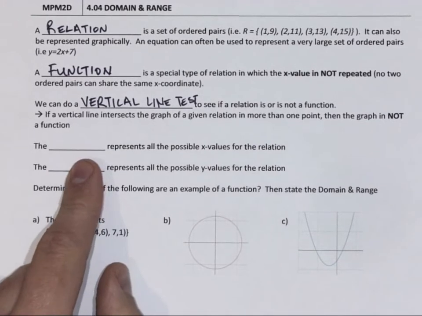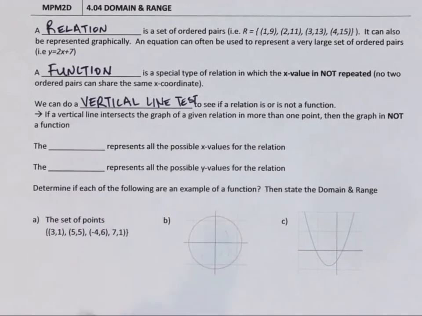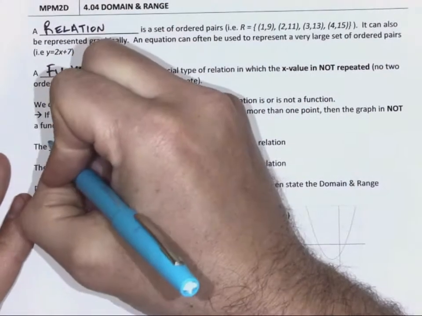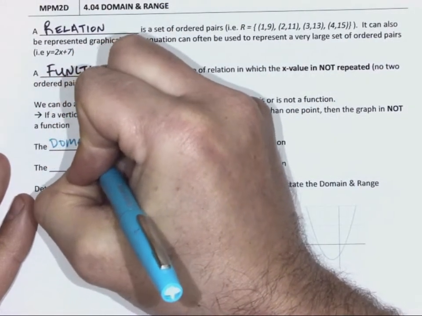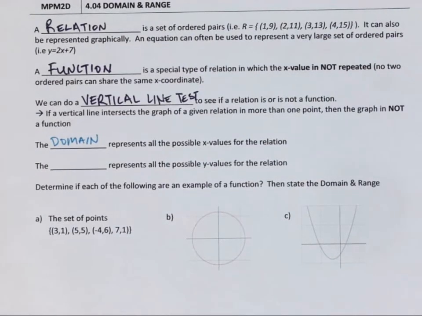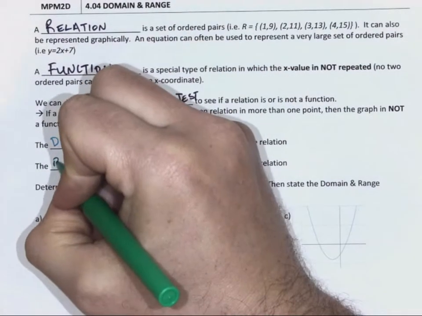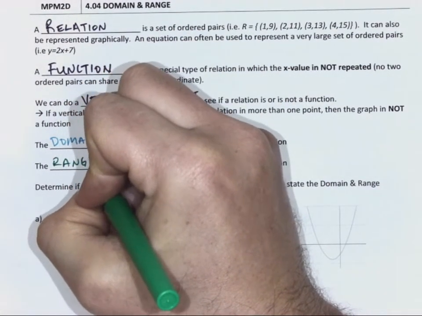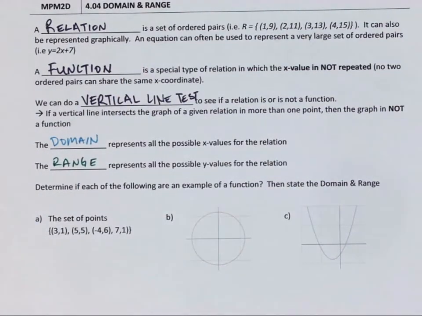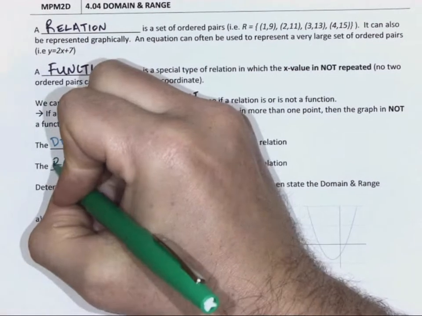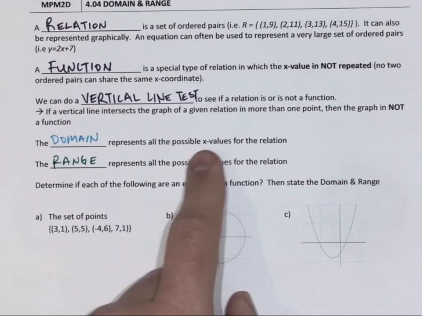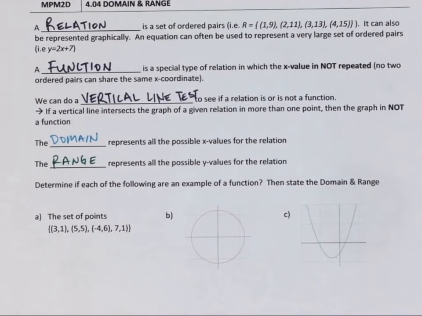Now, two other things that we can look at, and we're going to add, just as an idea, is the domain and the range. The domain represents all possible x values. So what could x be? Anything that x could be.